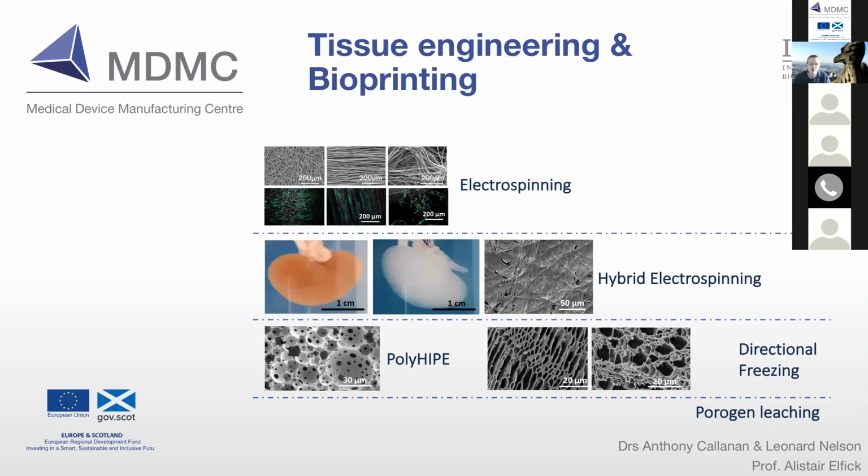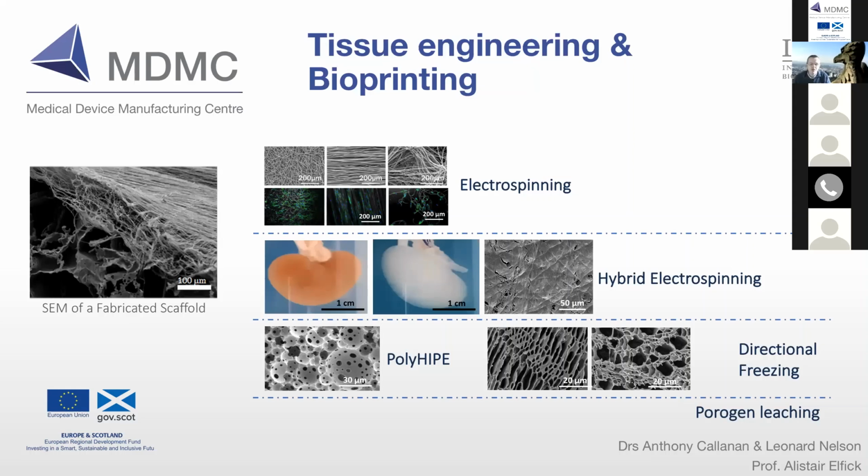We also use high internal phase emulsion systems and directional freezing to create open pored structures, and porogen leaching as well. So the sorts of things we can do with that are shown on the left there. So that's a scaffold for cartilage, showing directional oriented material deposited on top of an open cell structure.